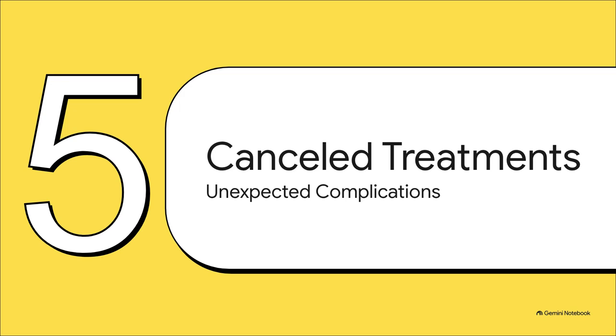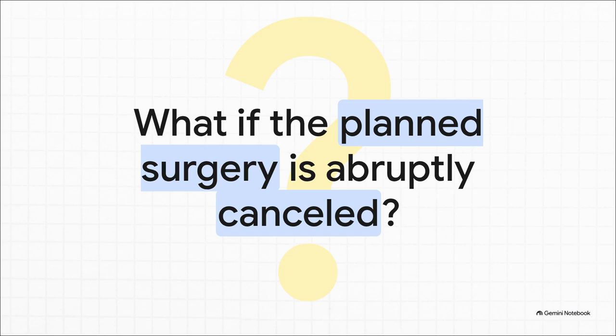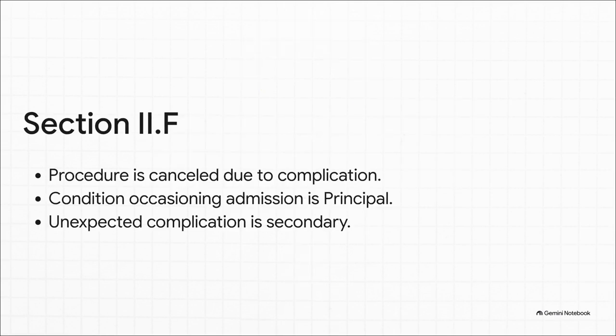Section 5. Canceled treatment plans and unexpected complications. Okay, here's the ultimate medical record plot twist. How do we navigate a treatment plan that just doesn't happen? Let's say a patient is admitted specifically for a surgical procedure, but before they even make it into the operating room, something goes terribly wrong and the surgery is completely canceled. What happens to your principal diagnosis then? We look directly to Section 2C for this. If the original treatment plan is not carried out because of an unexpected complication, the condition that occasioned the admission is still your principal diagnosis.